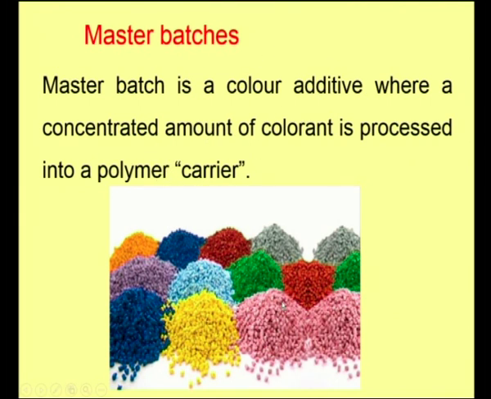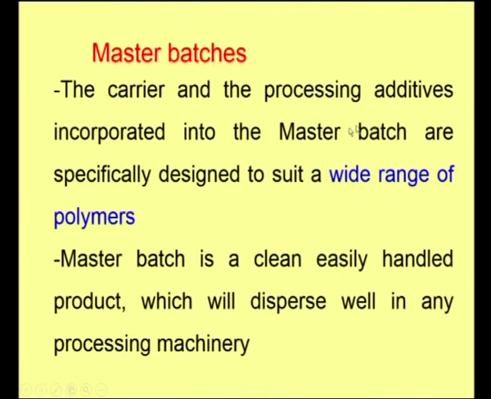This is a typical display of different types of master batches. In each batch you can have one polymer or two polymer plus additive. So, likewise polymer and colorants are mixed and then they are available in the pellet form. The carrier, which is the polymer, and the processing additives incorporated into the master batch are specifically designed to suit a wide range of polymers.